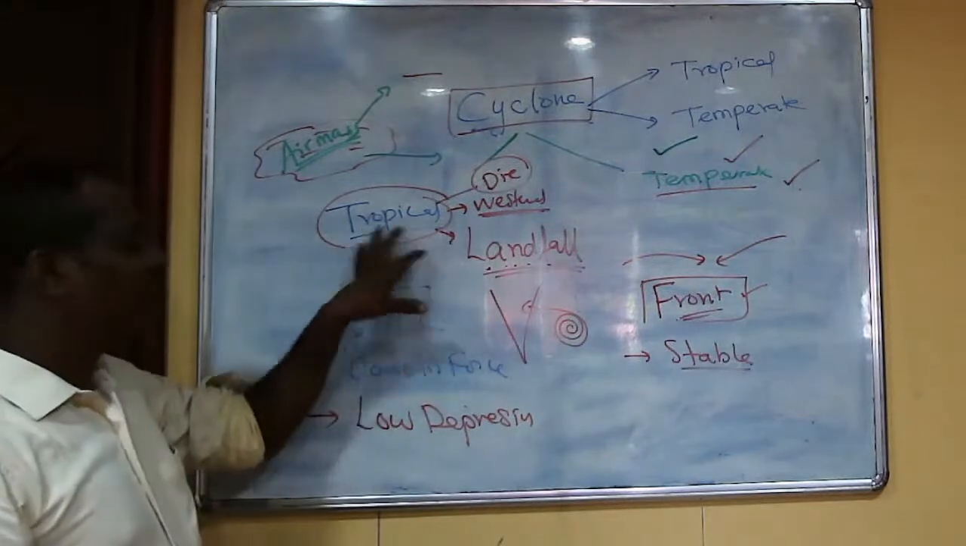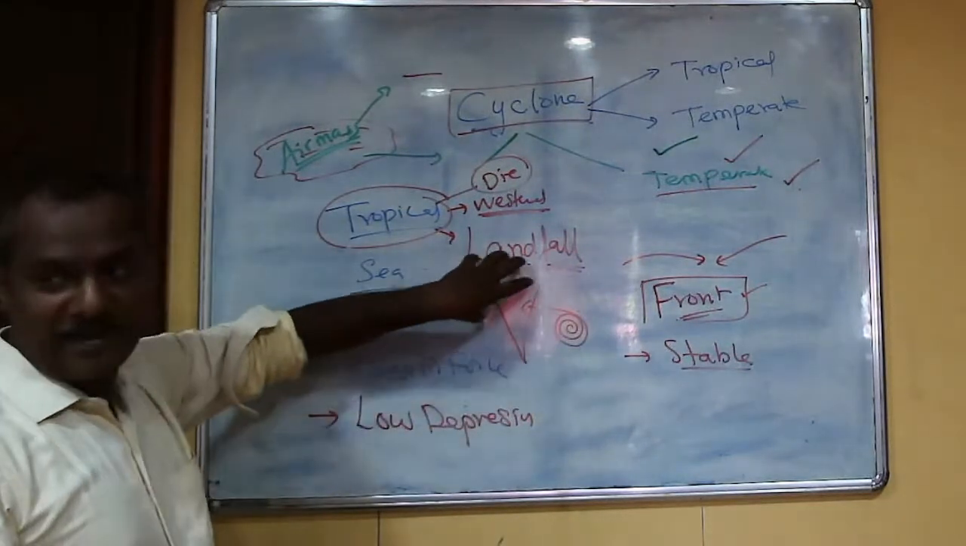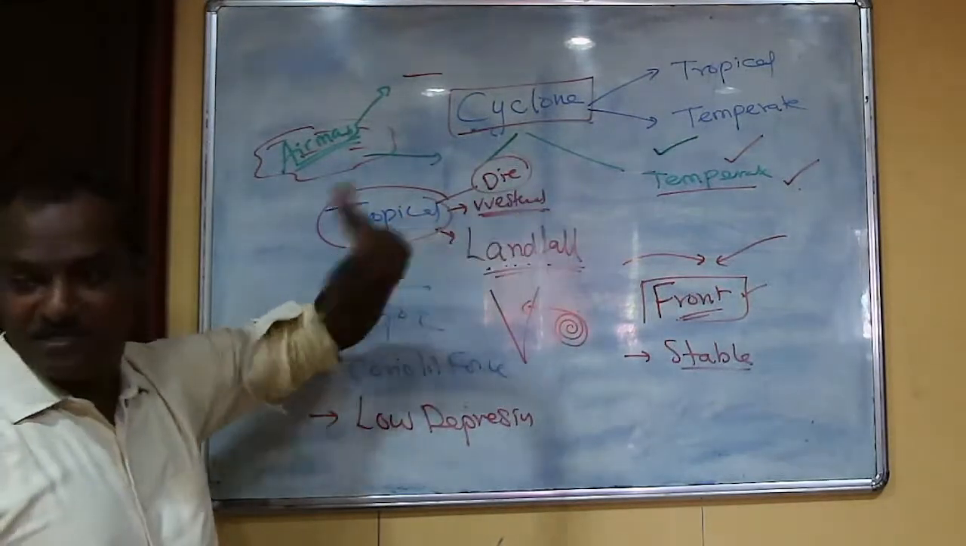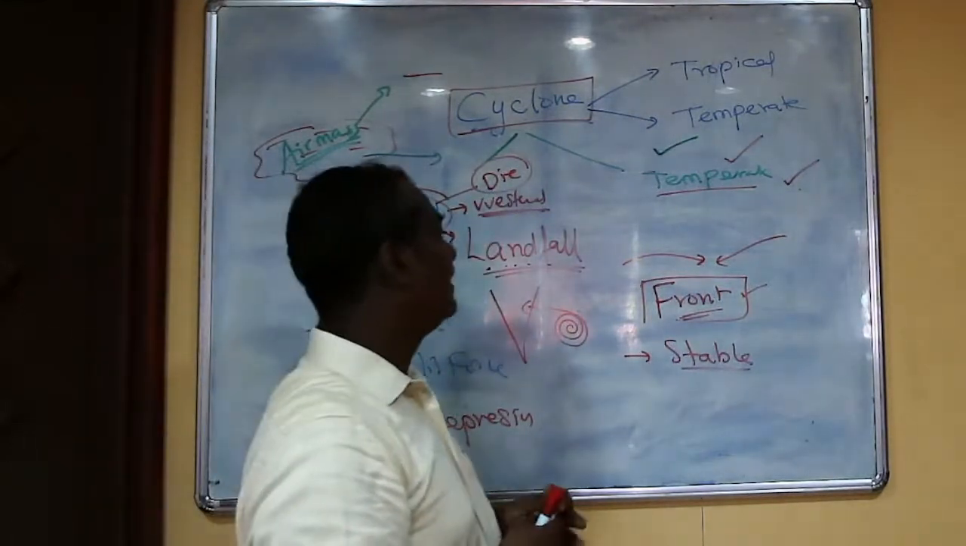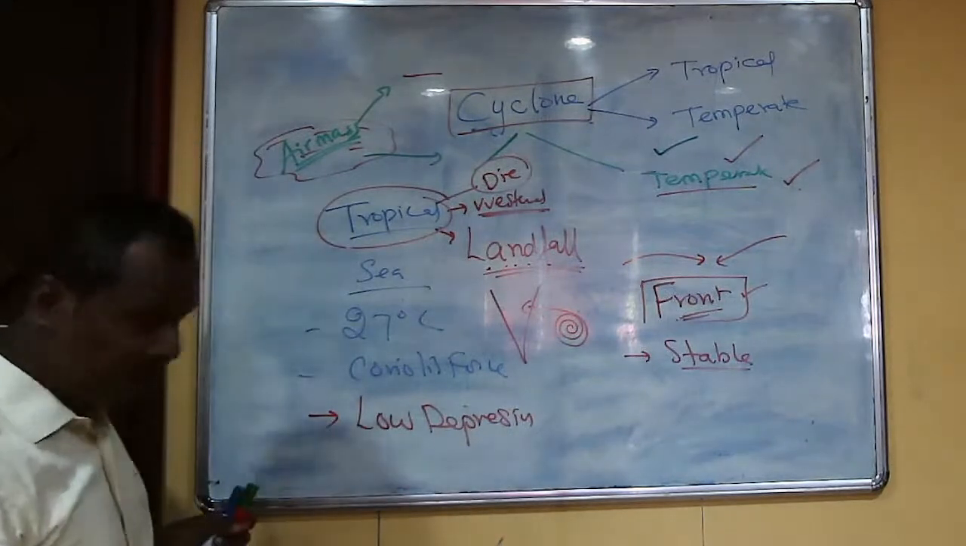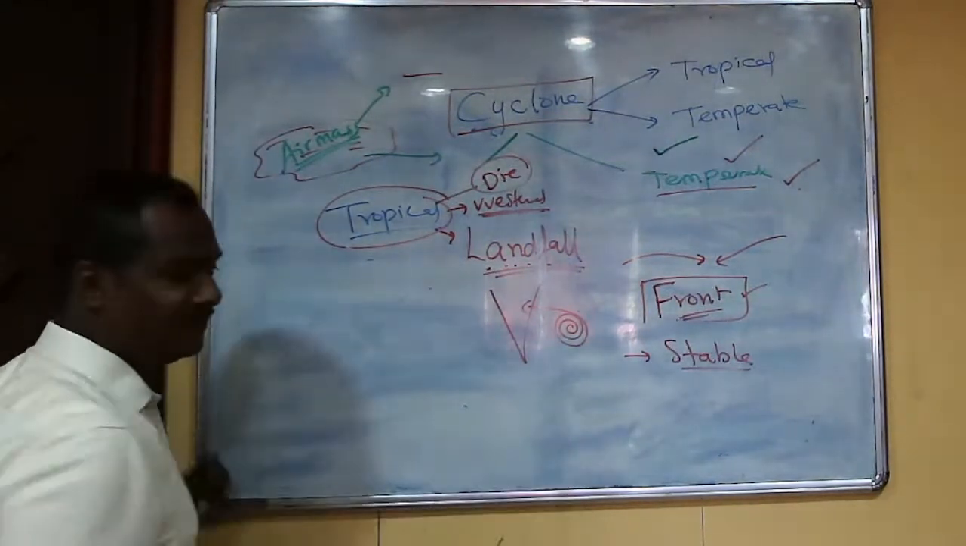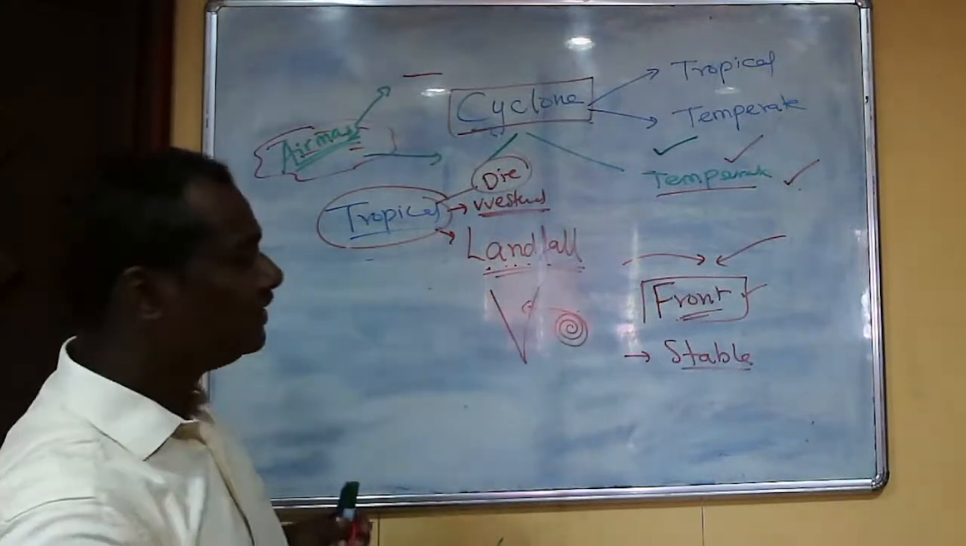Once the tropical cyclone is formed in the ocean, it will move towards the land. The moment it touches the land, it will die. The cyclone will disappear. That phenomenon is not there in the temperate cyclone. That is why it is always stable. It continues to be.